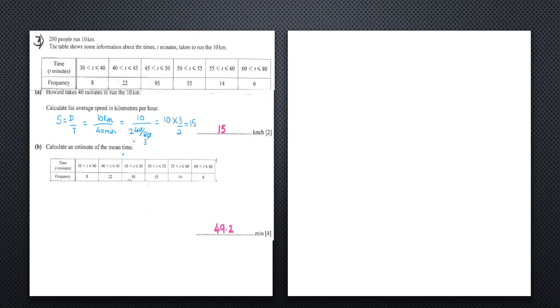The next part of the question, calculate an estimate of the mean time. I'm again going to quickly complete this table to first find out the mid values, and then you need to find out the corresponding values of fx and then use the formula in order to get the answer. So I shall give you the answers and you can pause this video and tally your answers.